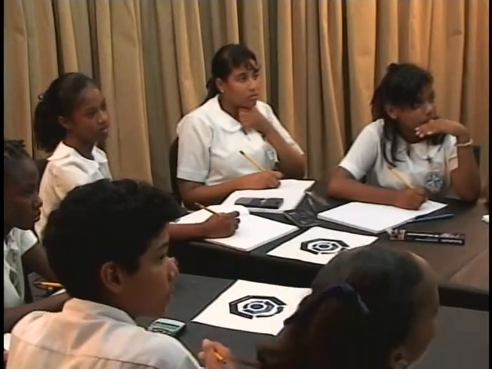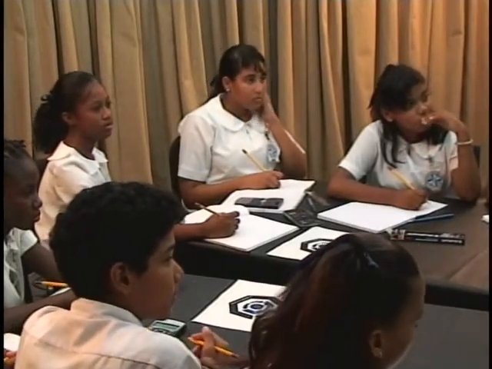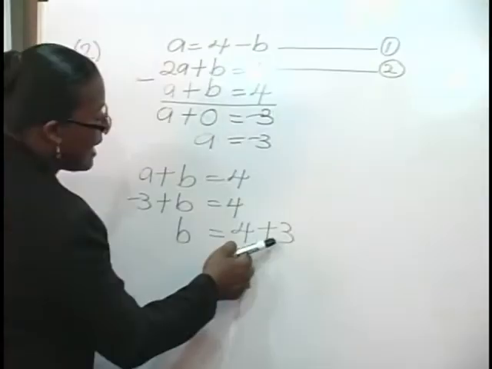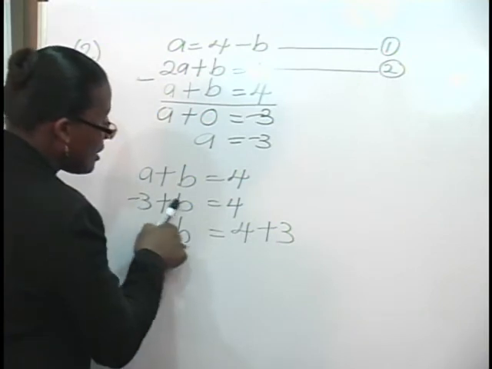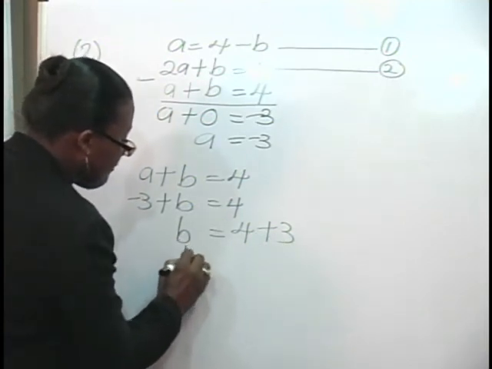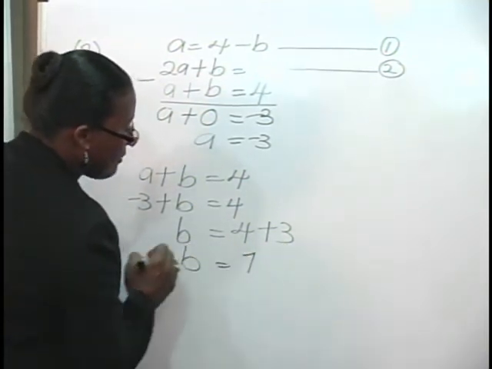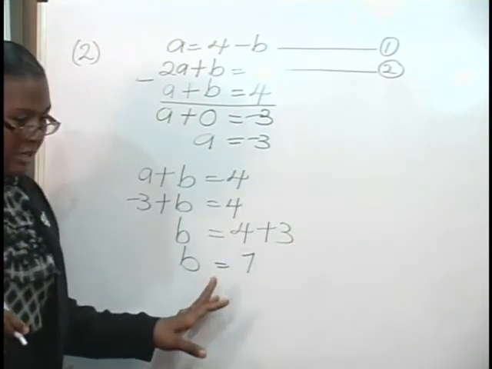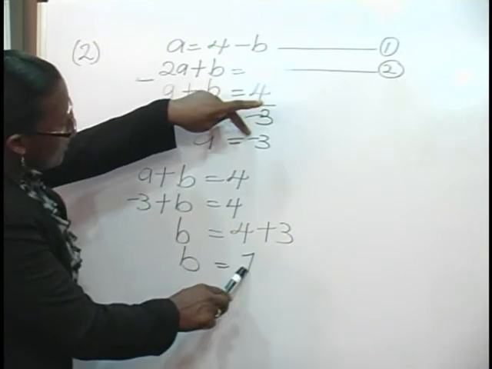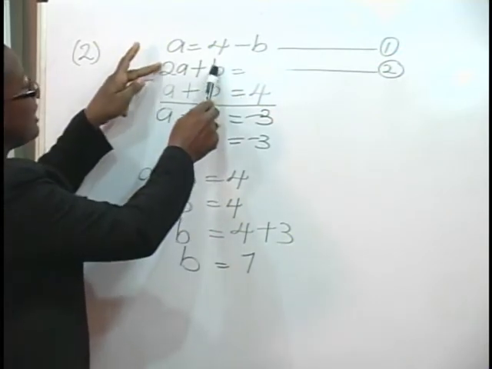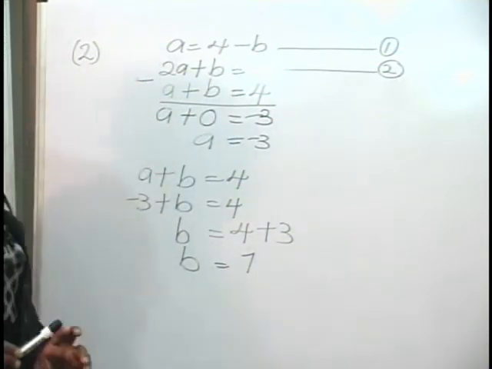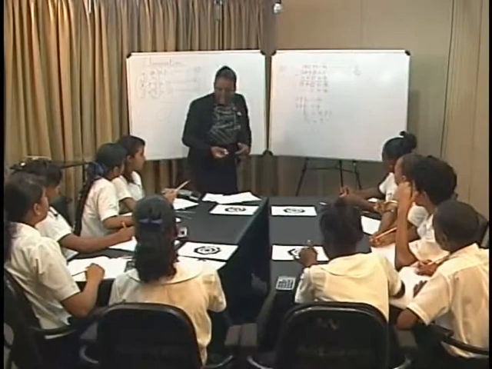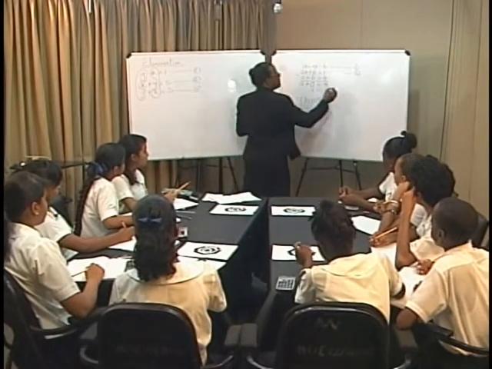Very good. Very good, Miss Hamilton. We're going to add the 3 because the inverse of subtraction is addition. So we bring across the 3 and we're going to add it. Therefore, B is equal to 7. So when A is negative 3, the value of B is 7. And these two values we're going to put into here and here to make sure that the right side balances with the left side. So let's prove that.